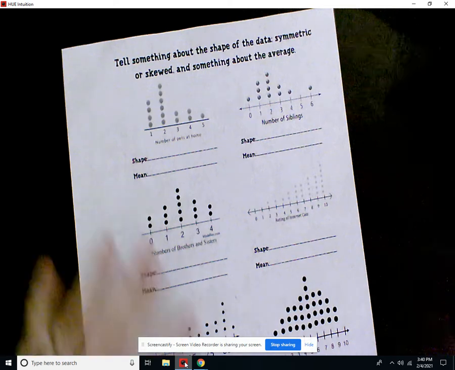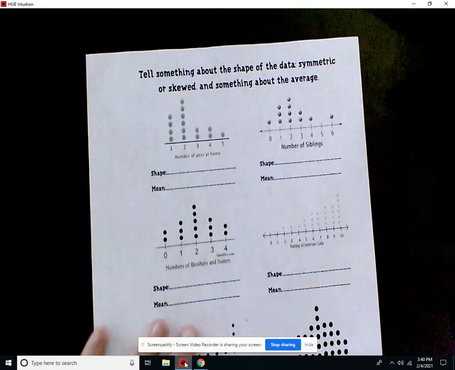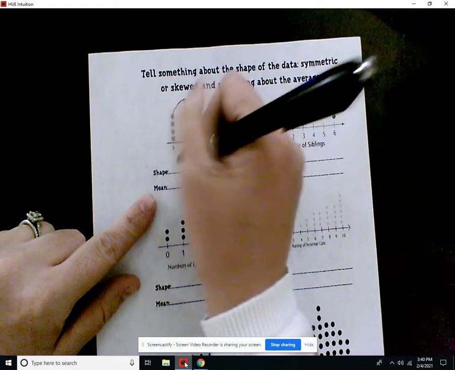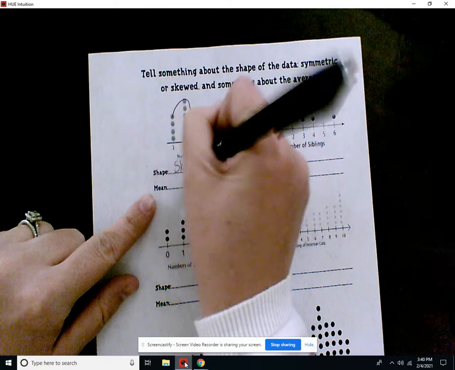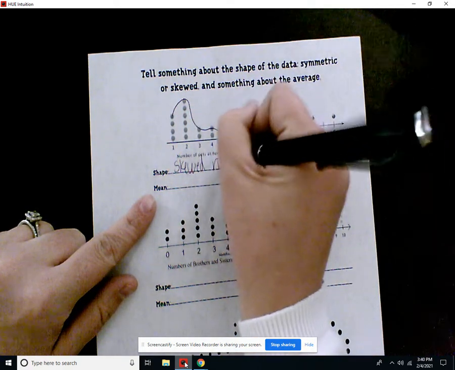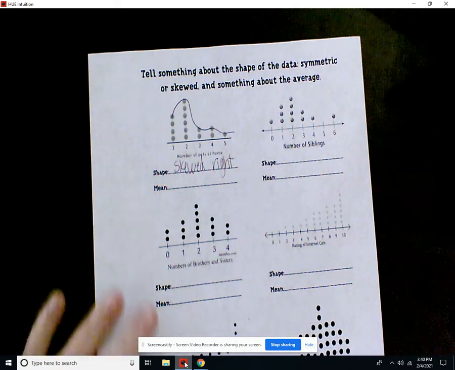Some more about talking about the mean. First we're going to decide if it's symmetric or skewed, and then we'll talk about the average, which is our mean. So this first one, our data is skewed. I'm also going to put which way it's skewed. Our tail's on the right, so it's going to be skewed right. And then to find the mean, again we find the median first.